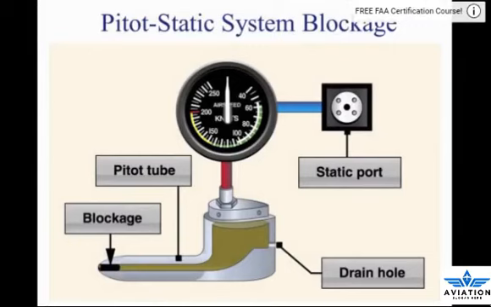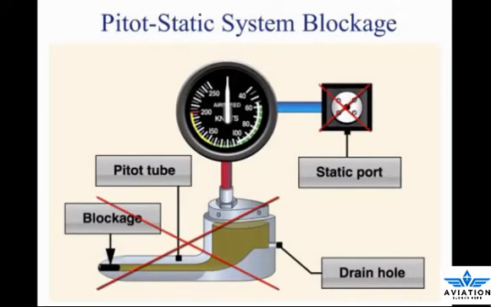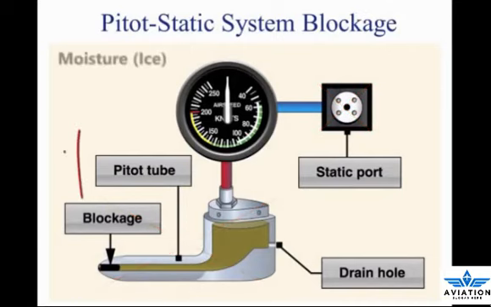Errors almost always indicate blockage of the pitot tube, the static ports, or both. Blockage may be caused by moisture, including ice, dirt, or even insects. A blocked pitot tube affects the accuracy of the ASI, but a blockage of the static port not only affects the ASI, but also causes errors in the altimeter and VSI.